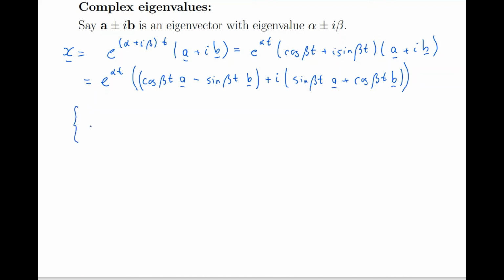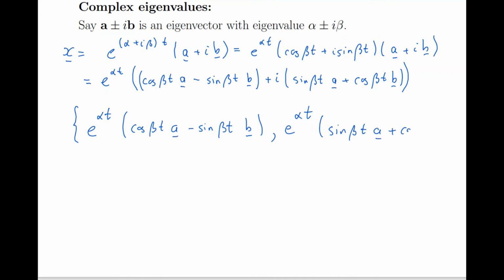The fundamental solution set is e to the alpha t times this one, which is one fundamental solution, and the second one also grows or decays at the same exponential rate, but has sine beta t times a plus cos beta t times b.